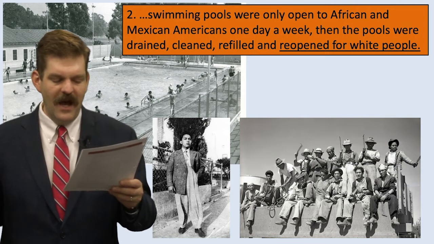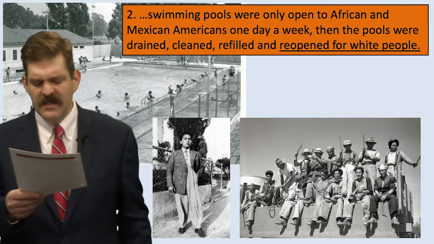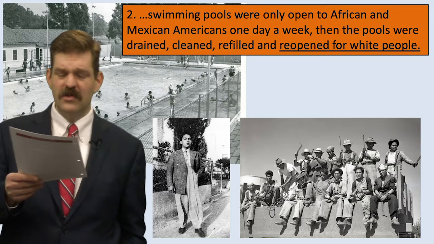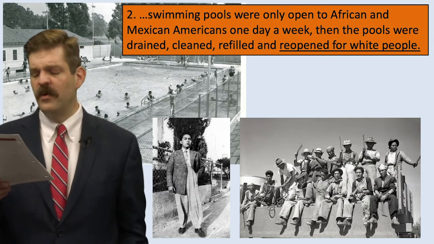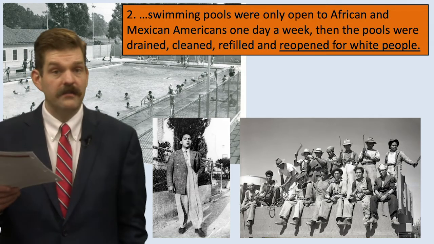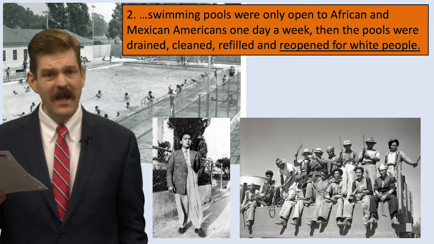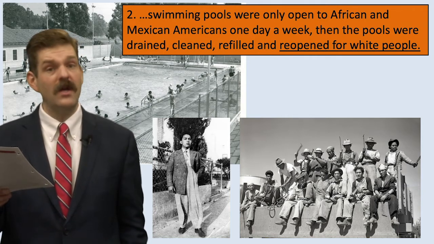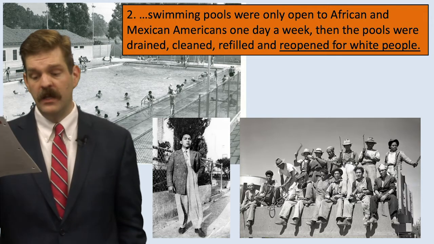Los Angeles had the highest population of people of Mexican descent outside of Mexico City, and the city also had a record for discrimination in housing and education and recreation. For instance, swimming pools were only open to African American and Mexican American children or adults one day a week, and then after that day, the pools were drained, cleaned, refilled, and reopened for white people, so they wouldn't have to swim in the same water that persons of color did.